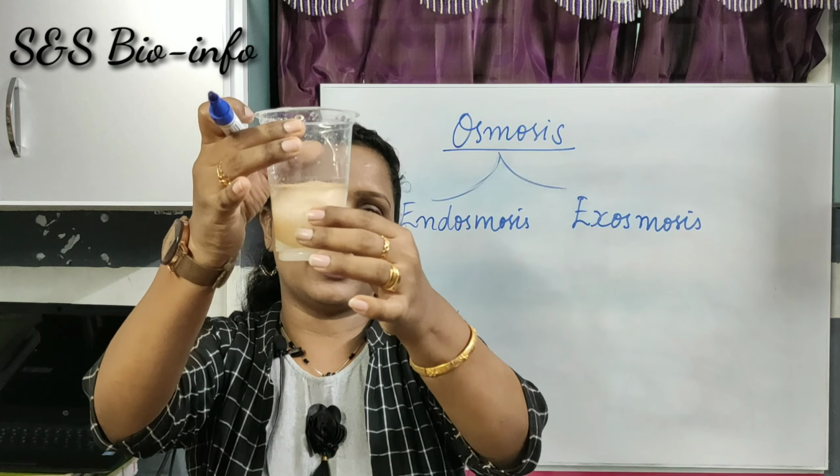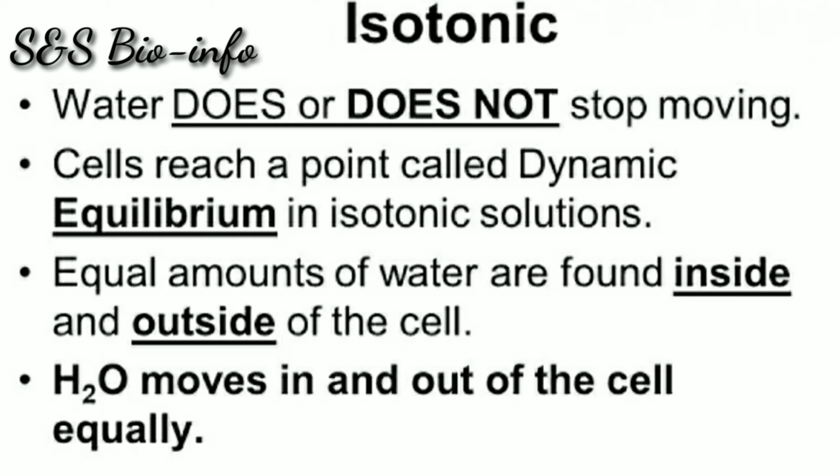In isotonic solution, water does not stop moving. Cells reach a point called dynamic equilibrium in isotonic solutions. Equal amounts of water are found inside and outside the cell. Water moves in and out of the cell equally.